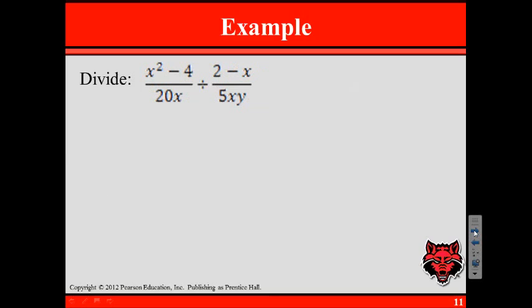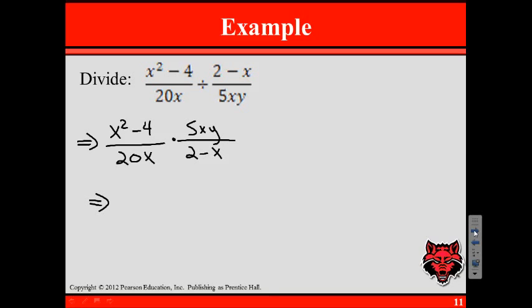x squared minus 4 all over 20x divided by 2 minus x over 5xy. Again, the first thing we do is rewrite this as a multiplication problem. So x squared minus 4 over 20x times the reciprocal, 5xy over 2 minus x. At this point, we want to factor. 4, we could write as 2 squared, so this is a difference of squares factorization: x plus 2, x minus 2.